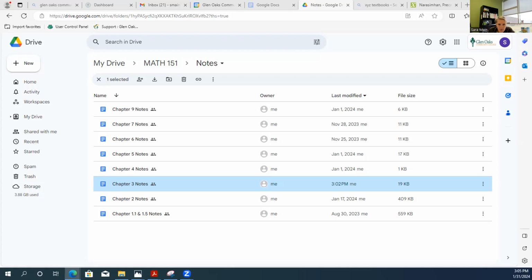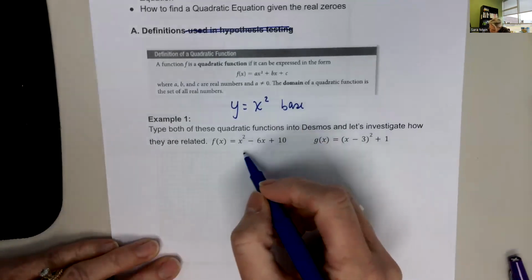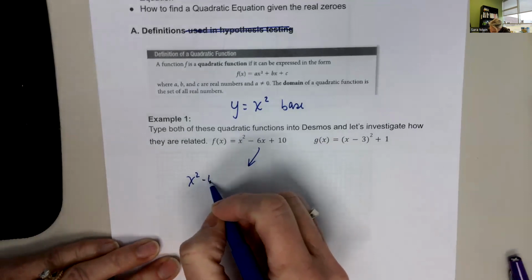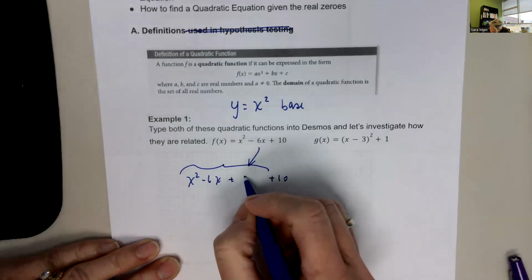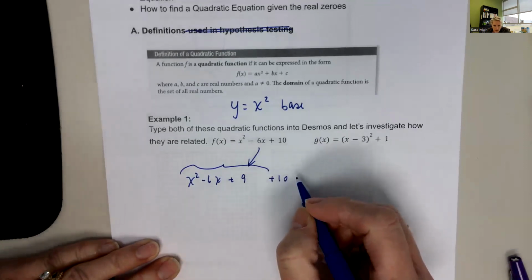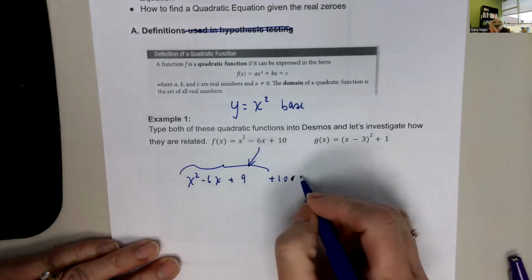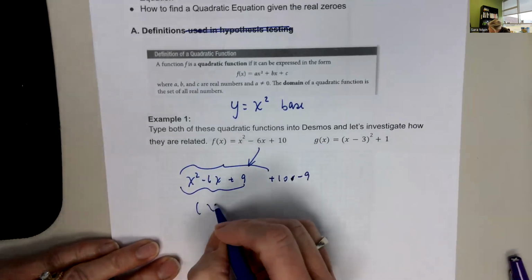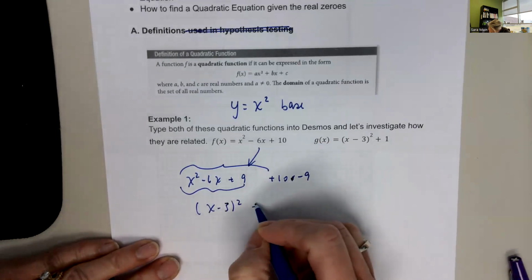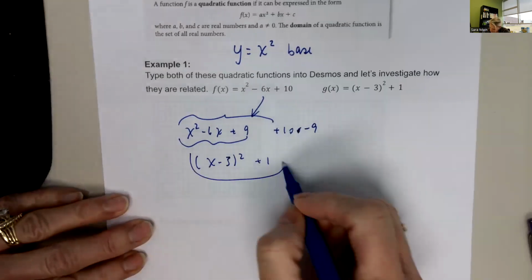I'm going to go back to my paper for a moment. So if we complete the square here, that means we're going to add 9. And if we add 9 here, that means we have to subtract 9 to keep it balanced. Then this actually factors into x minus 3 squared, and this adds to make 1. So that's how we complete the square, and we actually get to this format.